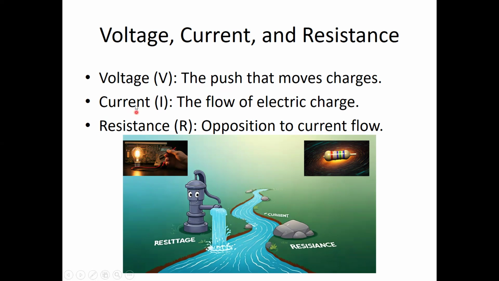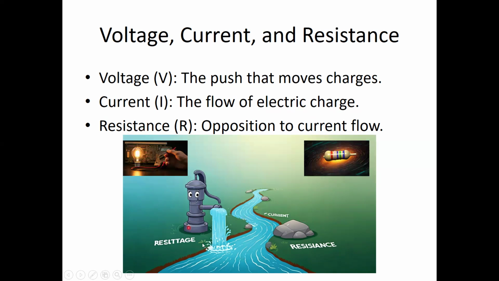Now then there is the current I, which is a flow of electric charge. So when the electric charges are moving, we call it a current. And resistance is basically opposition to the current flow. When the electric charges or the current are moving, whatever opposition is faced by the electric charge or the current, we call that quantity resistance.